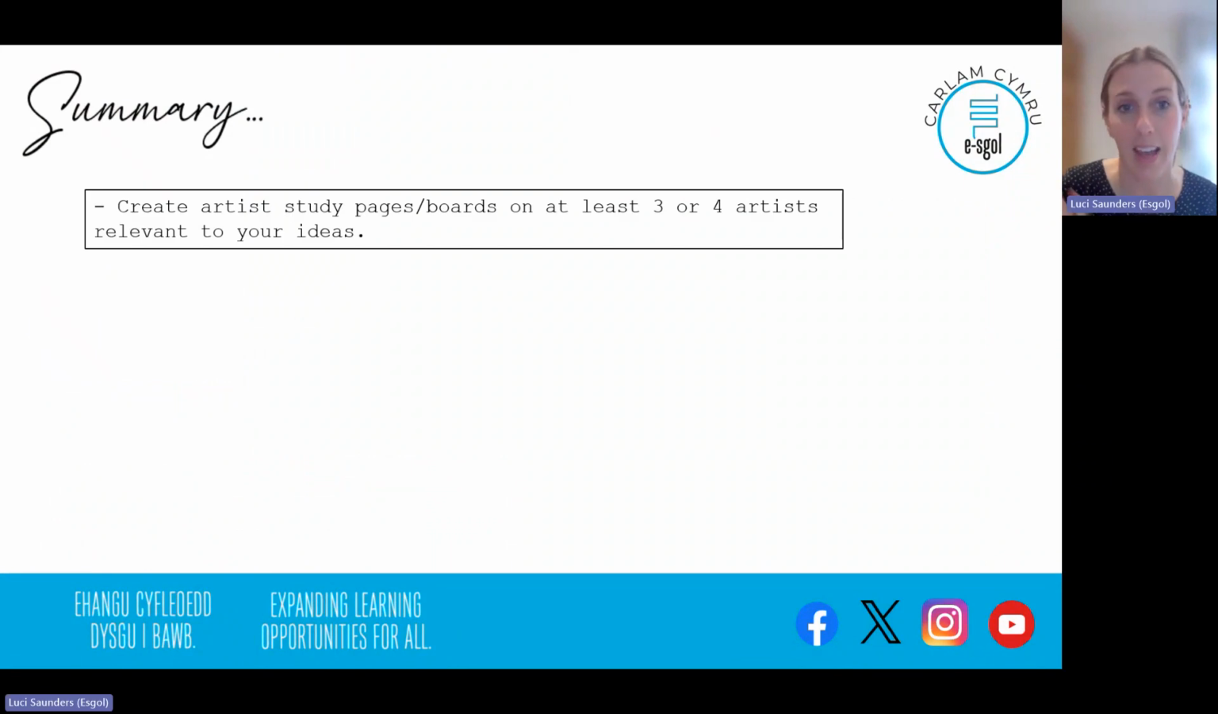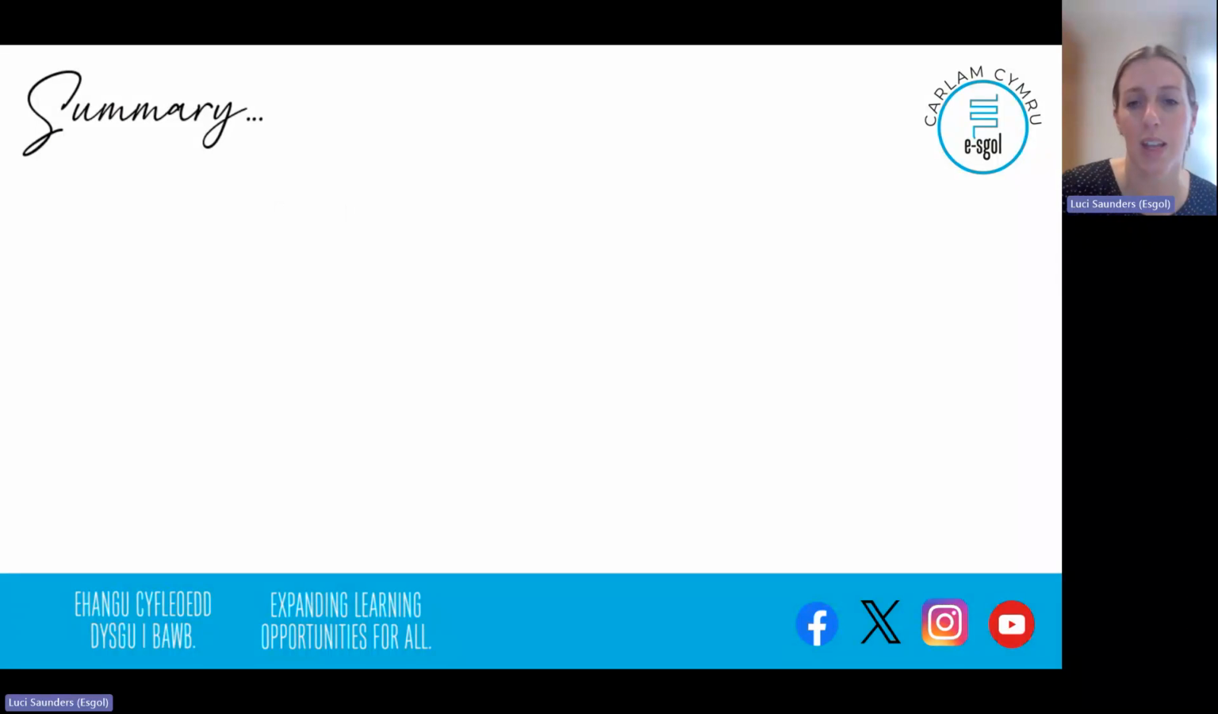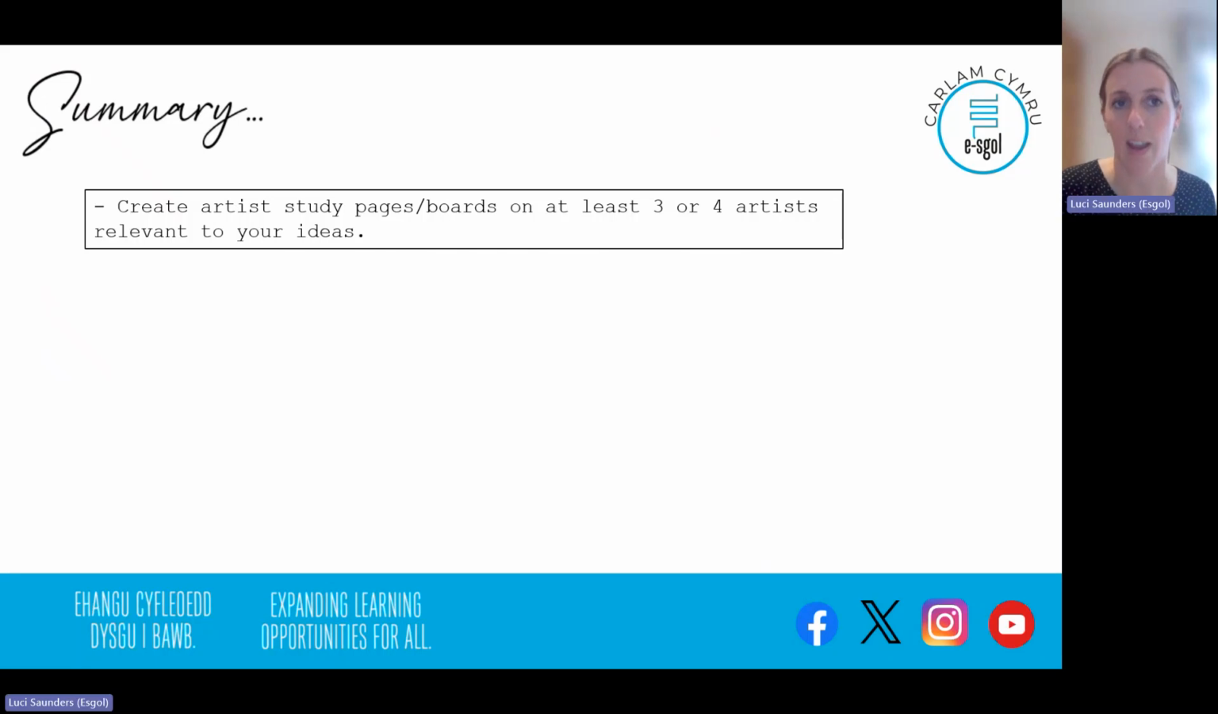So again, go back and pause anywhere that you think you would like to have a closer look and really engage with what that might mean for your project. Because although I've given you lots of examples, this is going to be completely specific to whatever you are looking at. But the general formula would be to create artist study pages or boards of at least 3 or 4 artists relevant to your ideas. But again, that is not a number given by the exam board. That is a very rough guide.